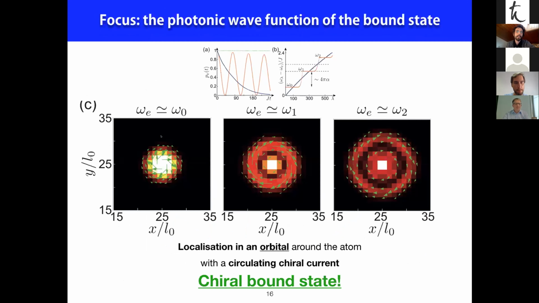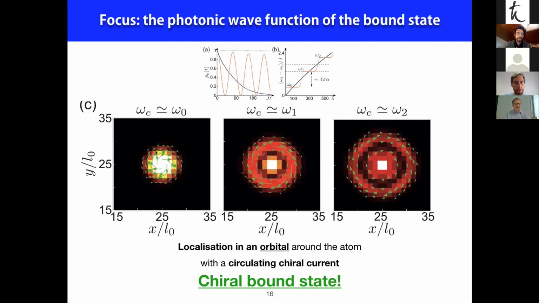And what happens if I look a bit more into the origin of this bound state? In particular, I take a look at the photonic wave function. I just look at the photonic density when I'm at the minimum of these Rabi oscillations, and it looks like this. The shape of this photonic density, of the photonic wave function of this bound state, depends on the resonant condition. So this holds for the zero band, this for the first band, second band. The interesting feature here is that we have a chirality, which is intrinsic in this bound state.